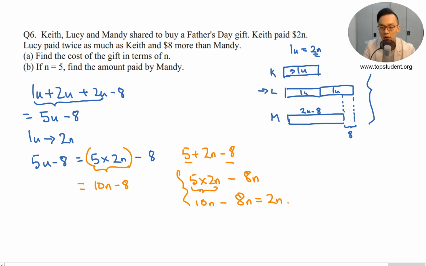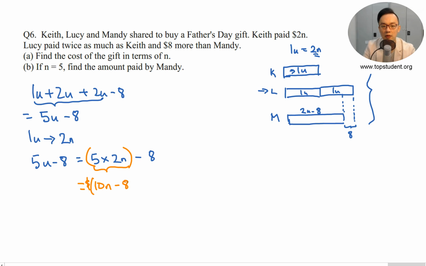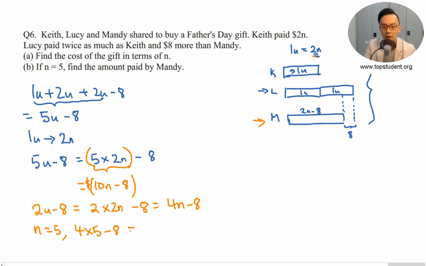So these are some example questions to just show you how to do algebra. So the answer, find the cost of the gift in terms of N, so that's the cost of the gift. Remember to put your brackets over here. So if N equals 5, find the amount paid by Mandy. So Mandy is 2U minus 8. 1U is 2N, I remember. 2 times 2N minus 8 equals 4N minus 8. So if it's 4N minus 8, then N equals 5, so 4 times 5 minus 8. All right, and that is the answer.